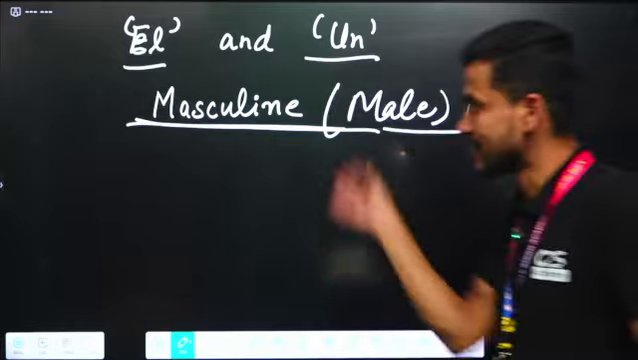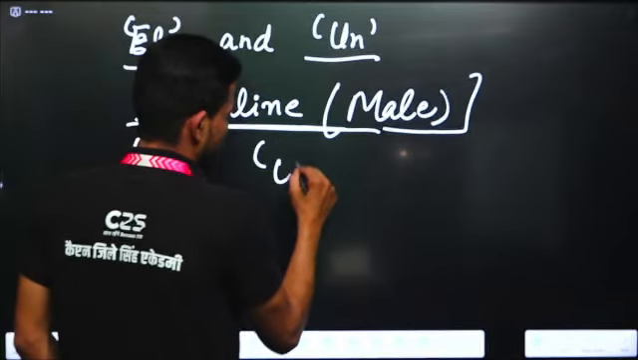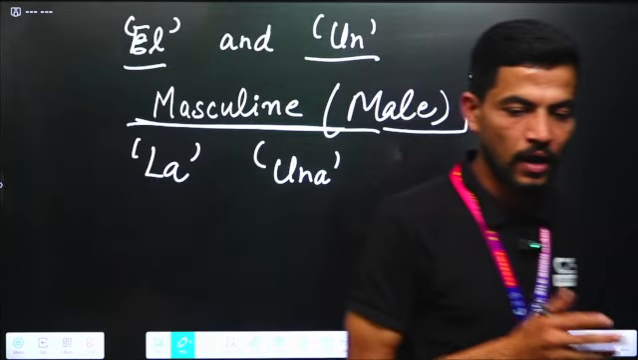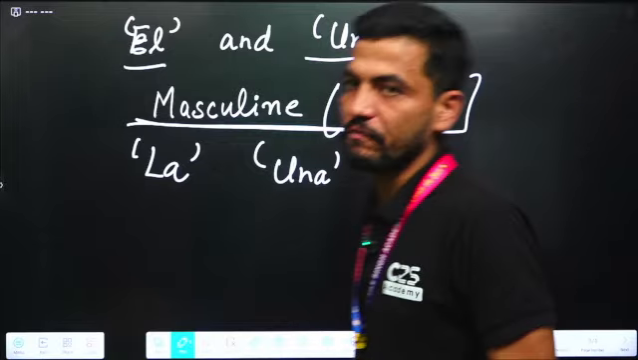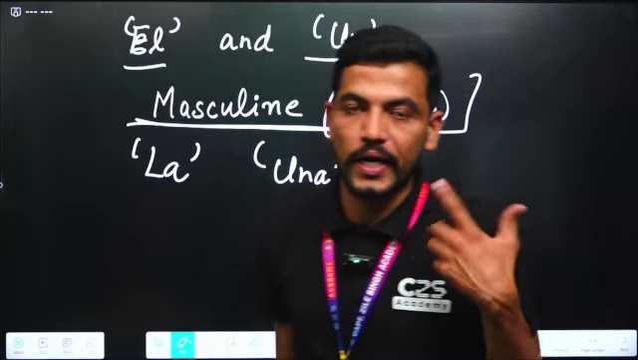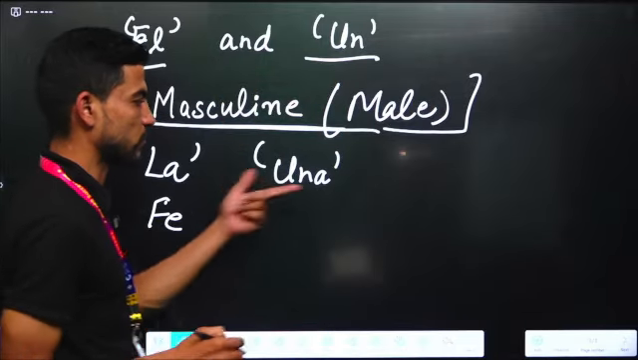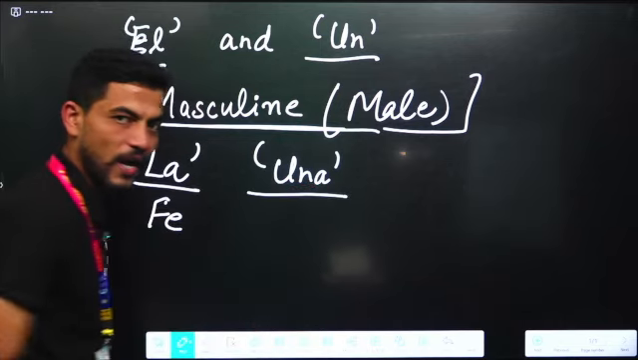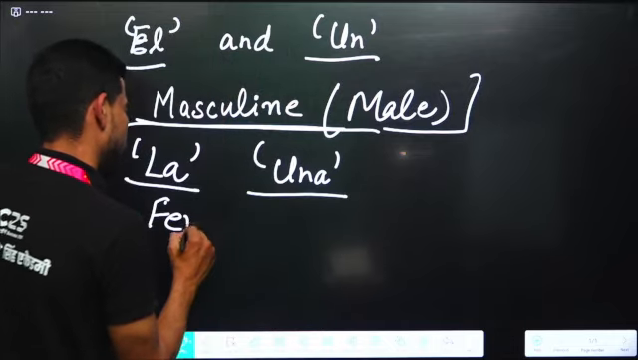And in the same way, if we are using la or una before a noun, they tell us about the feminine. Feminine represents the female. So before a noun, if we have la or una, it means that it is a feminine noun. It is a feminine word.